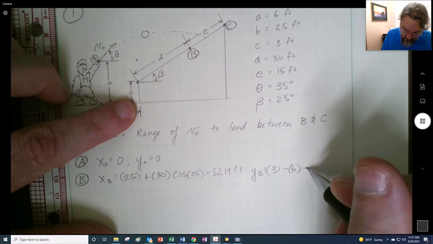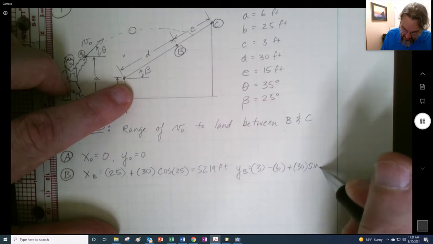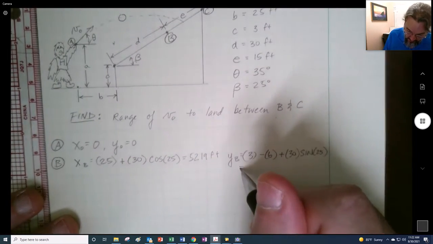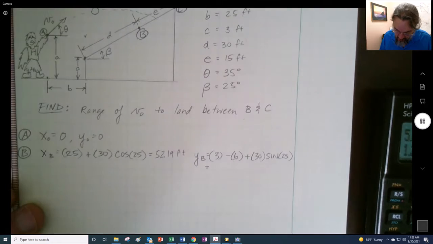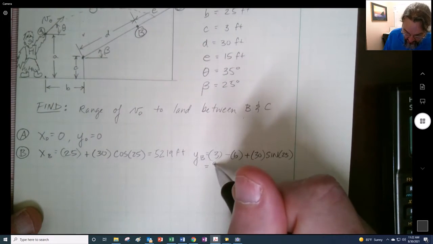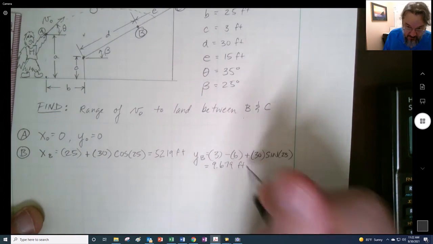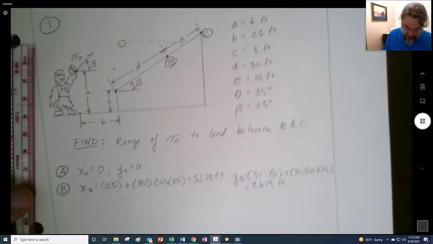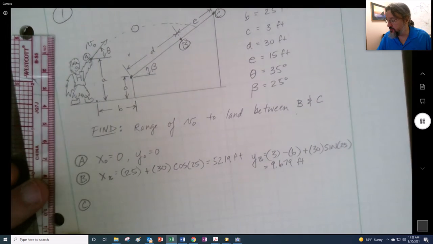And then we're going to add to that D, 30, times the sine of 25. Let's see, did I do that correctly? I think so, and I didn't use my space very wisely. So it's going to be 30 times the sine of 25, and then I'm going to subtract out 3 from it. So it's going to be 9.679 feet. So that's how much higher this is than that. It's not quite drawn that way to scale, huh? And I have a spreadsheet for this problem too, so I can double check that there.